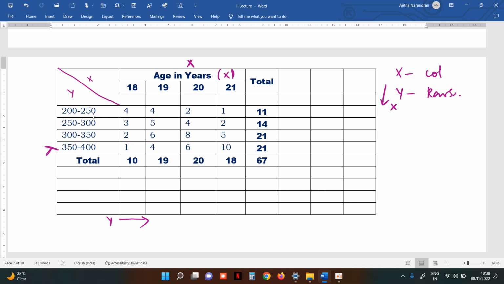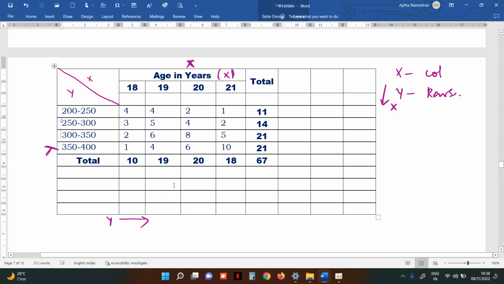Now what you have to do is, this is your X, you have to find out dx here, and this is your Y, you have to find out dy here. This is your dy and this is your dx, right? Likewise, you have to find out. How to find out dx and dy? The concept is very simple. I'll just draw it so that this portion is dy and this portion is dx.